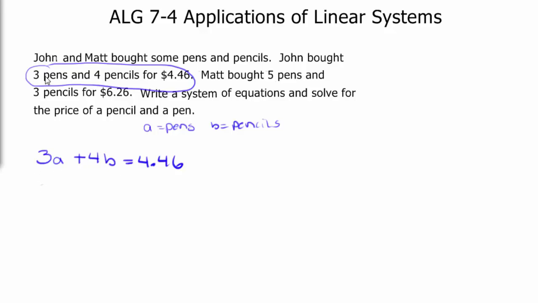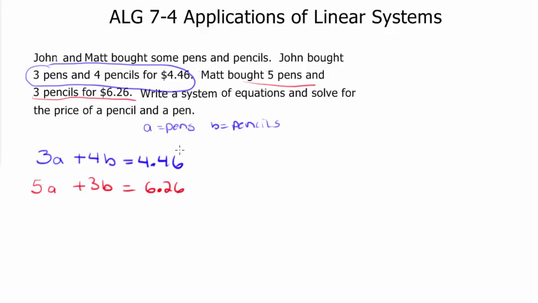The second equation is for Matt, and he has 5 pens, 3 pencils for $6.26. So we have 5A plus 3B equals $6.26. So those are our 2 equations, okay? Now you can solve this any way you want. I would probably do elimination on this, just because neither of them are solved, and it seems to be the easiest. I don't care how you do it. Whatever you want to do, okay?